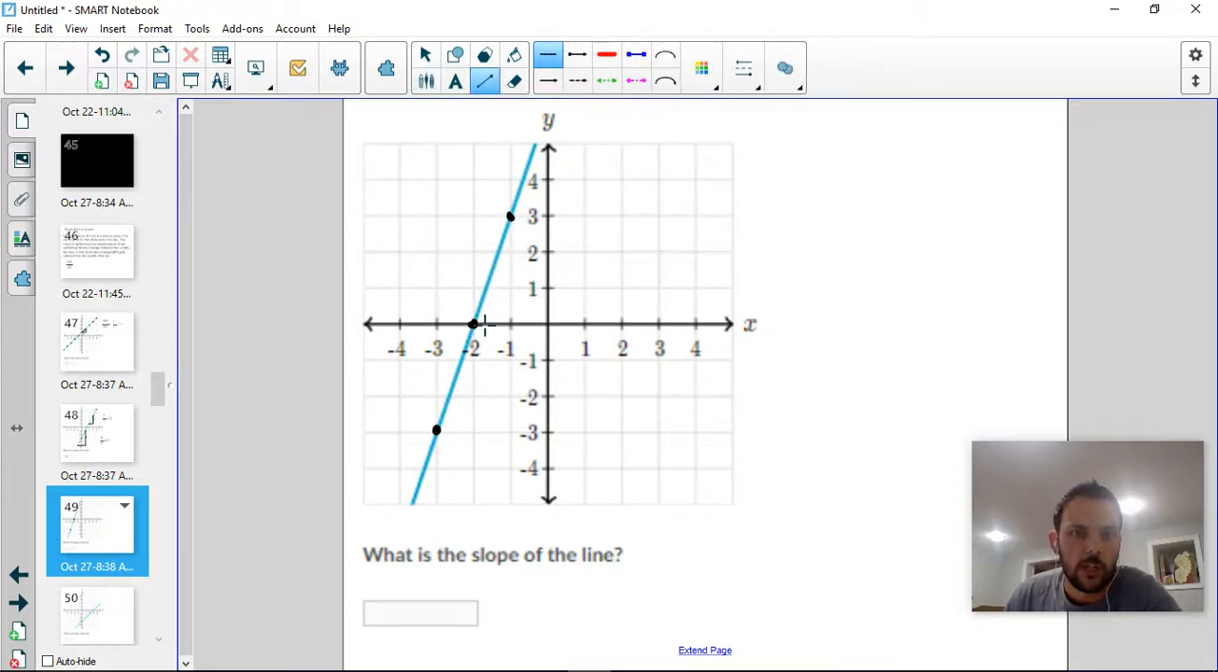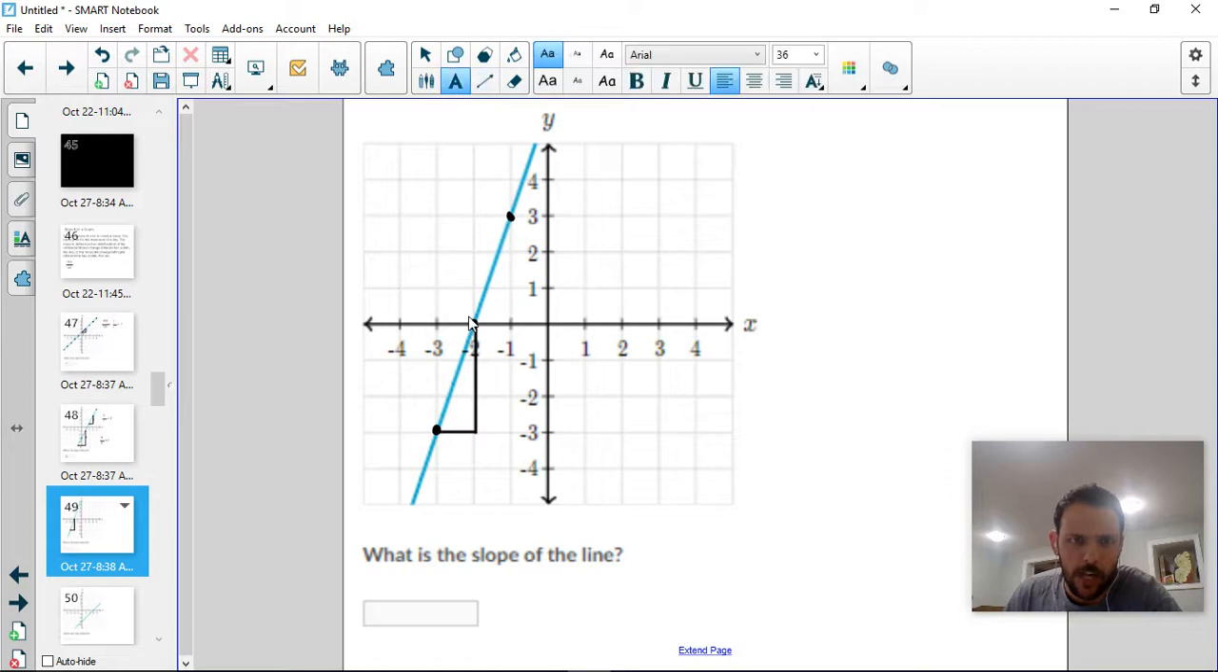Let's draw in my triangle. I guess I'll start from this one here and then go up to this one here. Again, it wouldn't have mattered if I use this one to this one. It's going to be the same. Let's do the rise first. The top number here, up and down, it goes up 1, 2, 3 units. It goes to the right 1 unit. So that's going to be 3 over 1.